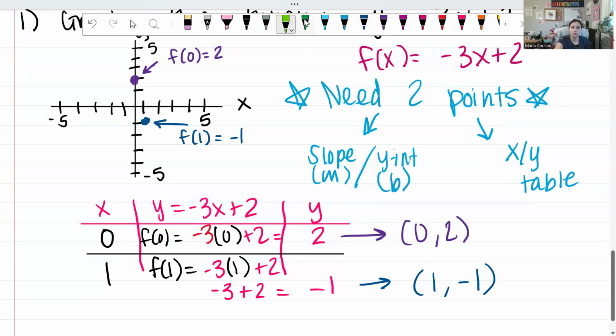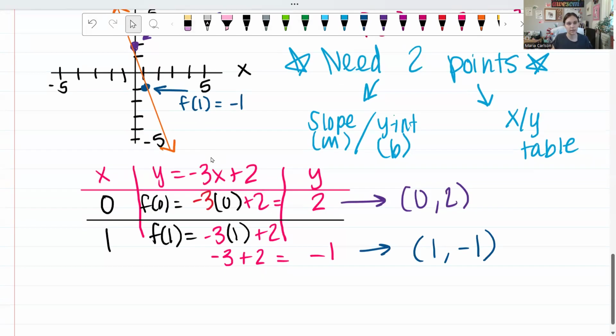And now that I have 2 points on my graph, I can create a line. And I have the technology to make it beautiful. You have a ruler, hopefully, or a straight edge also works. Okay, I want to look at another example.